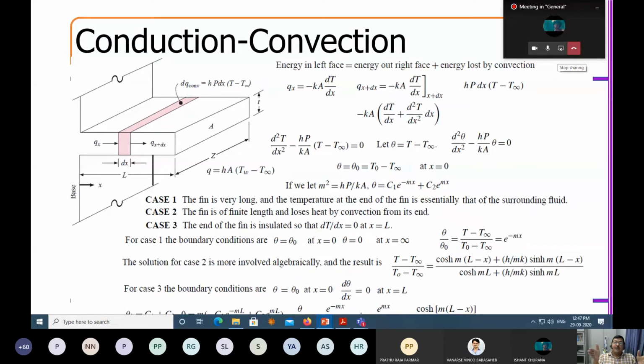Whereas if you really want the surface to be isothermal, that means if the fin is very long, the temperature at the end of the fin is essentially the temperature of the surrounding fluid. What are you doing? You are fixing the temperature there. The surrounding fluid is at constant temperature. This particular boundary condition is called the isothermal boundary condition.